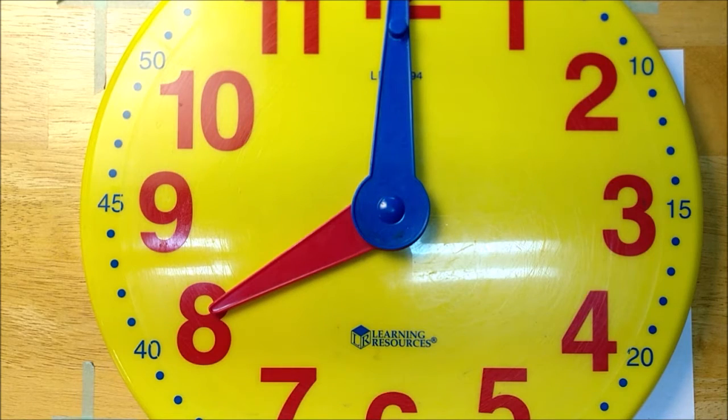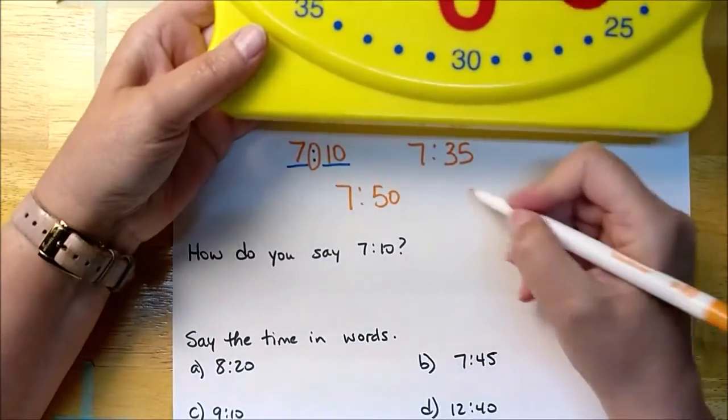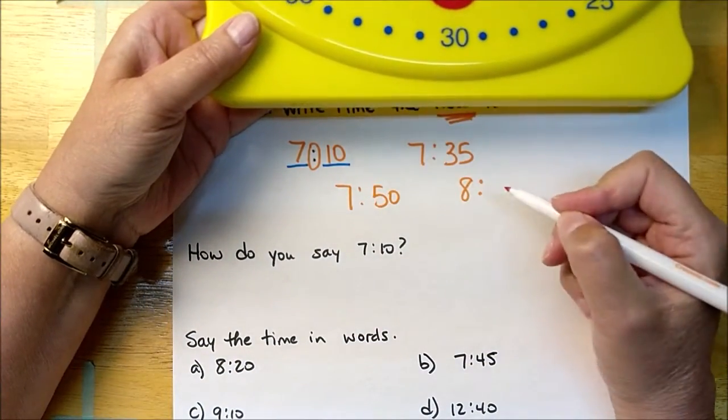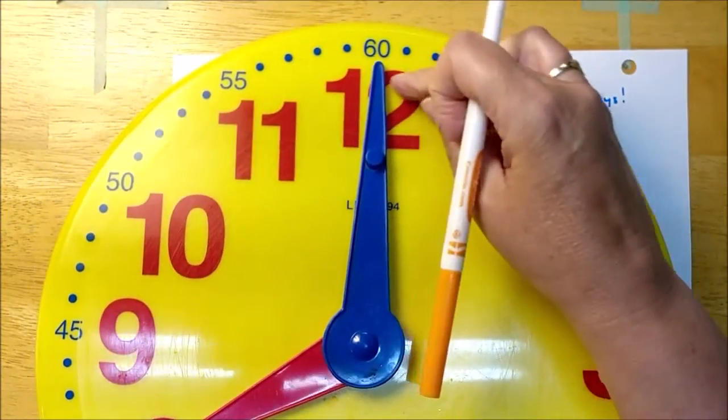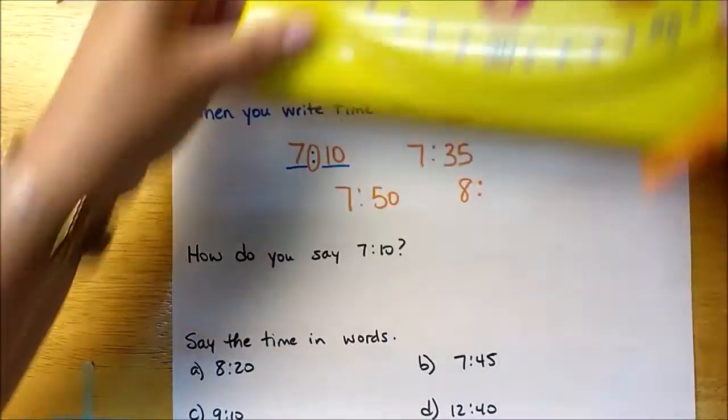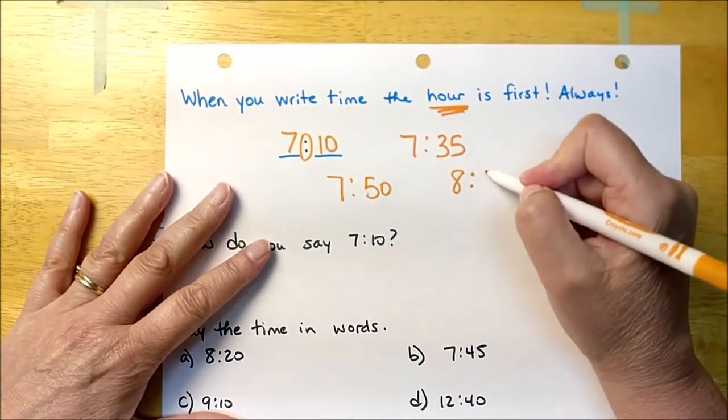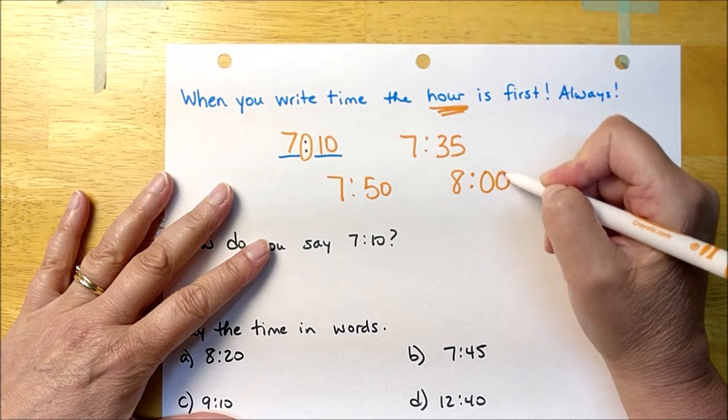What time is my hour hand telling you now? Now it's telling you it's 8 o'clock. And when you write 8 o'clock, up here you have 0 minutes. But in time, you never just put 1 zero behind there. You always have to put 2 zeros.